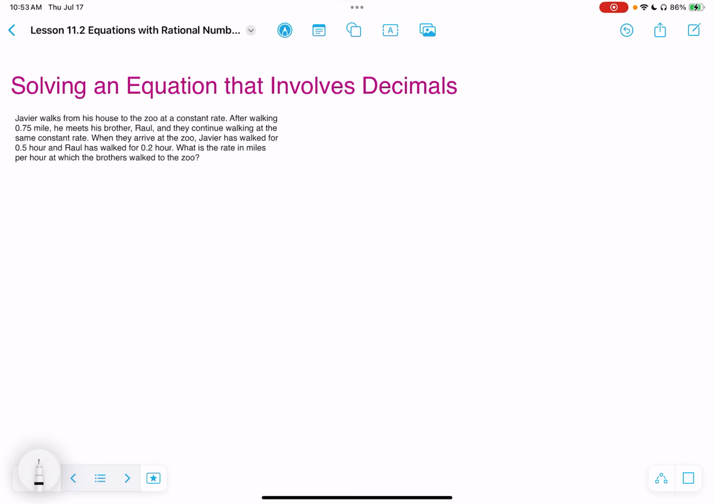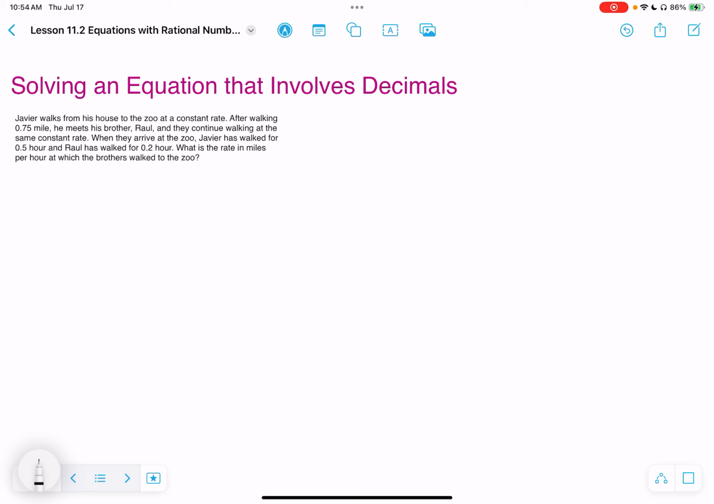Javier walks from his house to the zoo at a constant rate. After walking 75 hundredths of a mile, he meets his brother Raul and they continue walking at the same constant rate. When they arrive at the zoo, Javier has walked for half an hour and Raul has walked for 2/10 of an hour. What is the rate in miles per hour at which the brothers walked to the zoo?